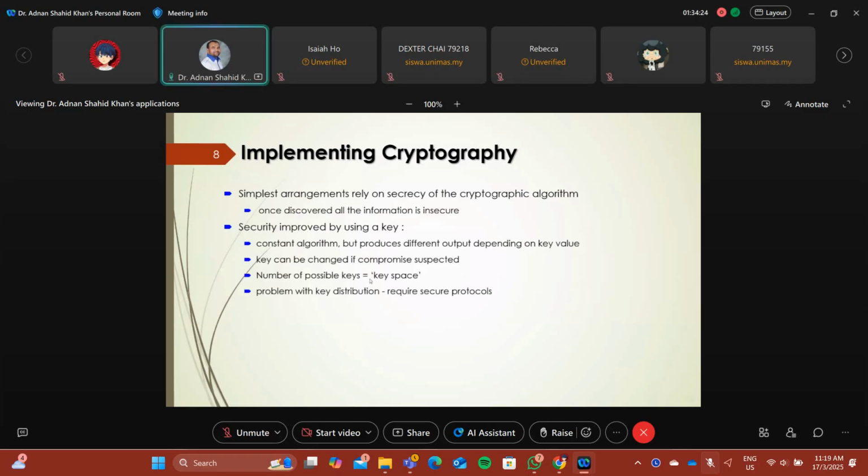Number of possible keys, key space. The problem with key distribution requires a secure protocol. Later we'll see all those things.